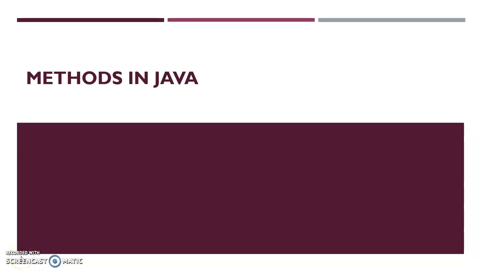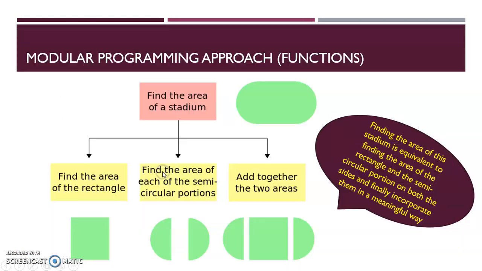Dear students, through this lecture we are going to study about methods in Java. So you usually heard about the modular programming approach. What do you mean by modular programming approach is that if you are given a complex problem, you can divide that complex problem into multiple small, simple programs, and you can deal with each of the simple problems separately.